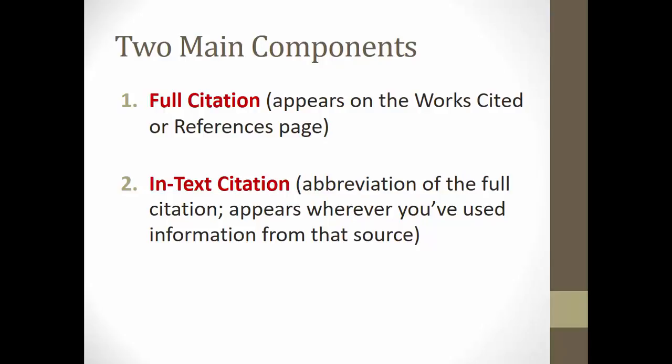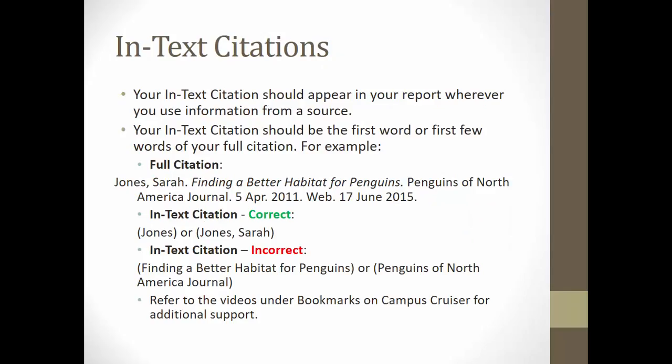Your in-text citation is simply an abbreviation of the full citation. The in-text citation would appear whenever you've used information from that source in your report. So let's say you're in the discussion section, on page 6 of your report, and you're using information from one of your sources. At the end of that sentence where you've used information from that source, you want to put in an in-text citation. And the in-text citation would be in parentheses like so, and it would be however the full citation begins.